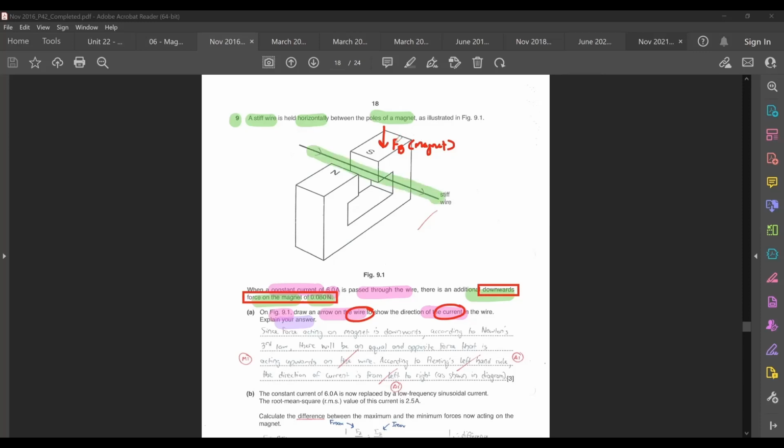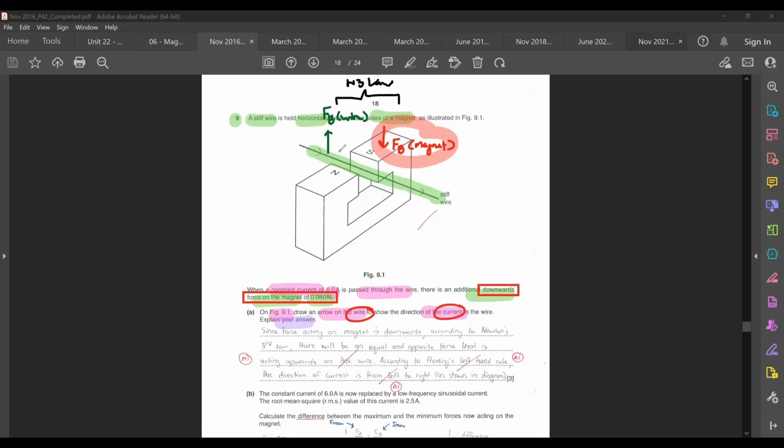Okay, so how do you start off with determining the direction of the current inside the wire in the first place? Now, if you know that the direction of your magnetic force on the magnet is downwards, according to Newton's third law, the direction of magnetic force on your wire should be upwards. There should be an equal opposite magnetic force acting on your wire right now. So this is the FB on your wire. This is a consequence of Newton's third law.